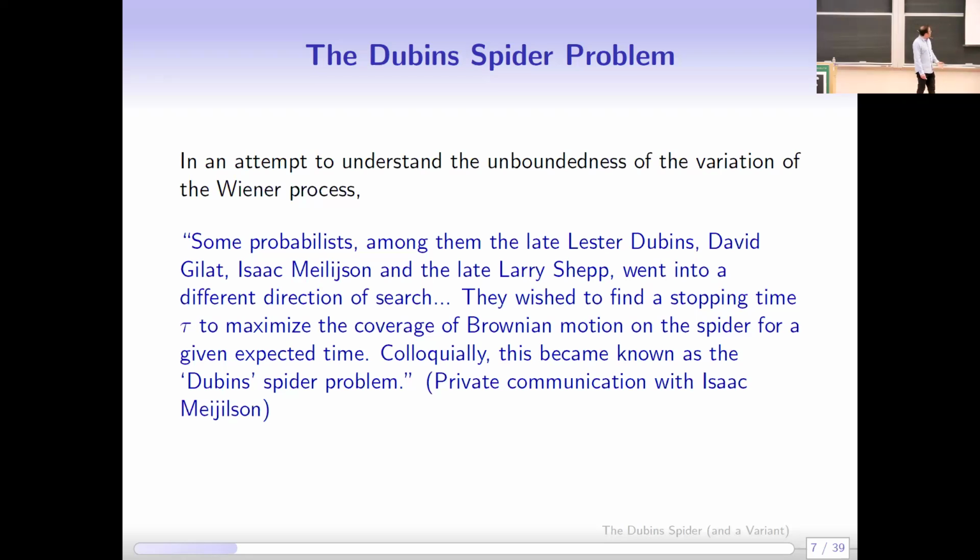In an attempt to understand the unboundedness of the variation of the Wiener process, and this is from Itzhak Melechson from the University of Tel Aviv, some probabilists, among them the late Lester Dubins, David Gilat, Itzhak Melechson, and the late Larry Shepp, went in a different direction of search. They wished to find a stopping time to maximize the coverage of Brownian motion on a spider for an expected time. Colloquially, this became known as the Dubins spider problem.